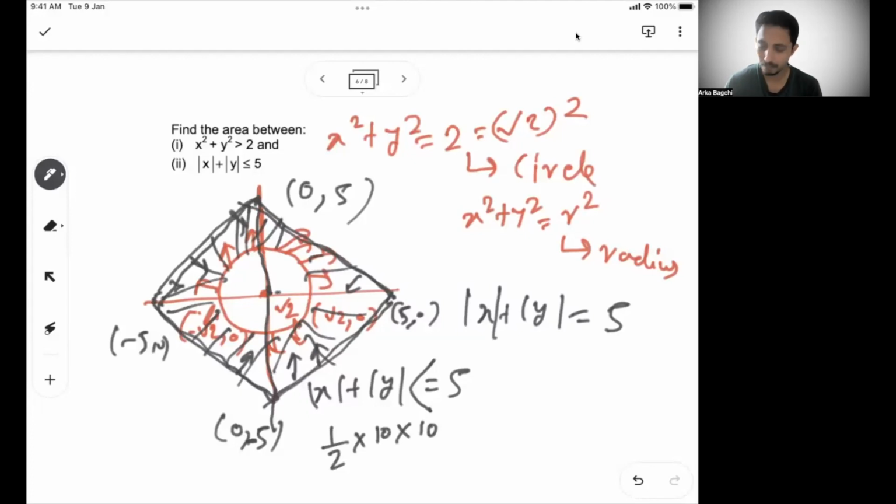Minus. That covers the entire area within the rhombus, but we have to subtract the area of the circle because we are focused on the area outside the circle and inside the rhombus. So circle area is pi r square, which is pi into root 2 whole square. That means we will get from here 50 minus 2 pi. 50 minus 2 pi is your answer, the area inside.